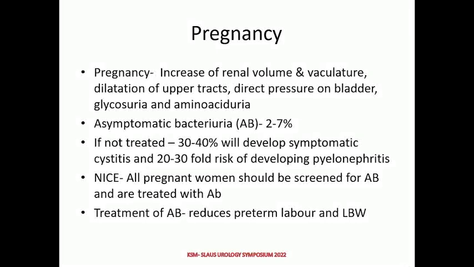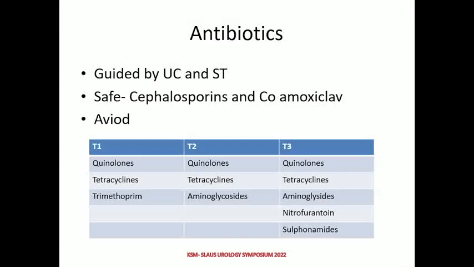What about pregnancy? Even in pregnancy, there is anatomical and functional alteration of the urinary tract: increased renal volume, increased renal vasculature, dilatation of the upper tract more on the right side, and then pressure on the bladder and disoriented voiding. The presence of asymptomatic bacteriuria is around 2 to 7%, and if it is untreated, 30 to 40% will develop symptomatic pyelonephritis, and then they can go into low birth weight and preterm labor. So NICE recommends asymptomatic bacteriuria should be treated in pregnant women with urine culture and sensitivity test.